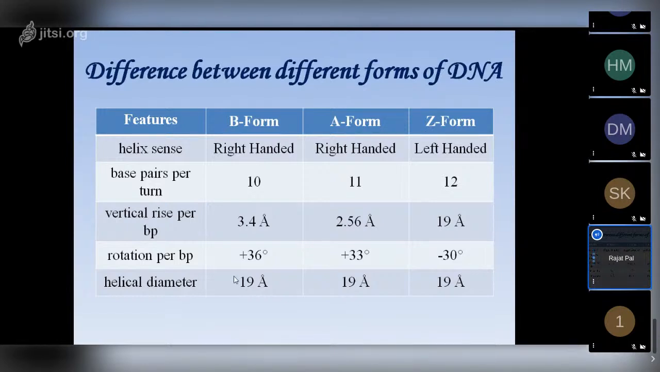Rotation per base pair is 36 degrees. As I told you, the angle between two base pairs is 36 degrees, and it will make a whole 360-degree angle when one round is completed. In case of the A form, it will be 33 degrees, and in case of the Z form, it will be minus 30 degrees. And the helical diameter is almost equal to 20 Angstrom, and this is almost equal for all forms of DNA.